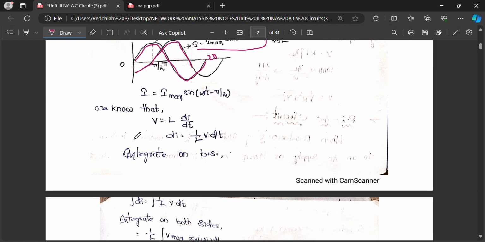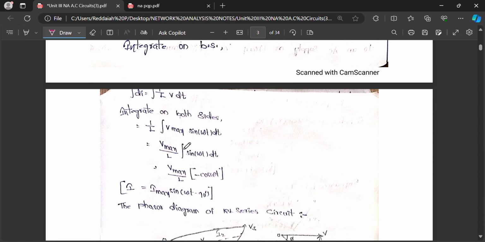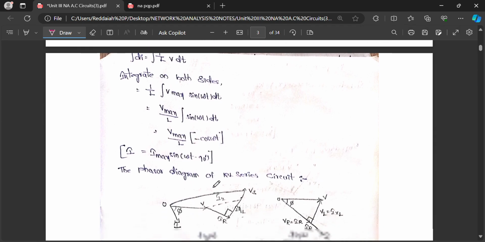Now we know that V equal to L di by dt. Voltage across inductor is V equal to L di by dt. So di equal to 1 by L V dt. Integrating on both sides, I equal to 1 by L integral of V dt. Integrating, you will get Vm by L into minus cos omega t. From that, I equal to I max sin (omega t minus 90 degrees).